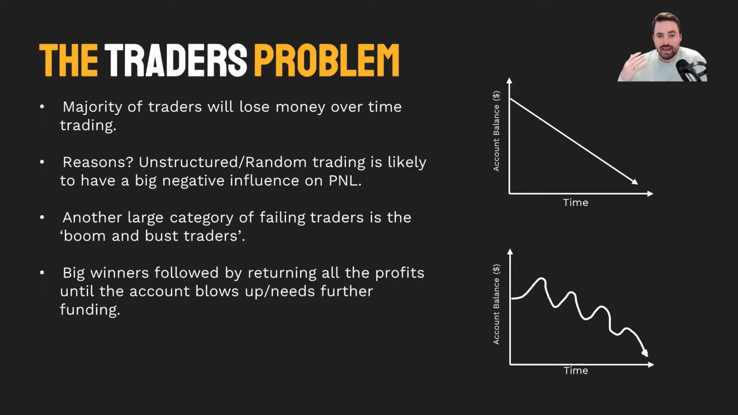And they don't have a structure. They don't have a strategy that they use. They're risking too much. They're trading at the wrong time. They're trading too many products. We all know the reasons why people can struggle. And that's really what leads to that consistent drop of the account balance over time.